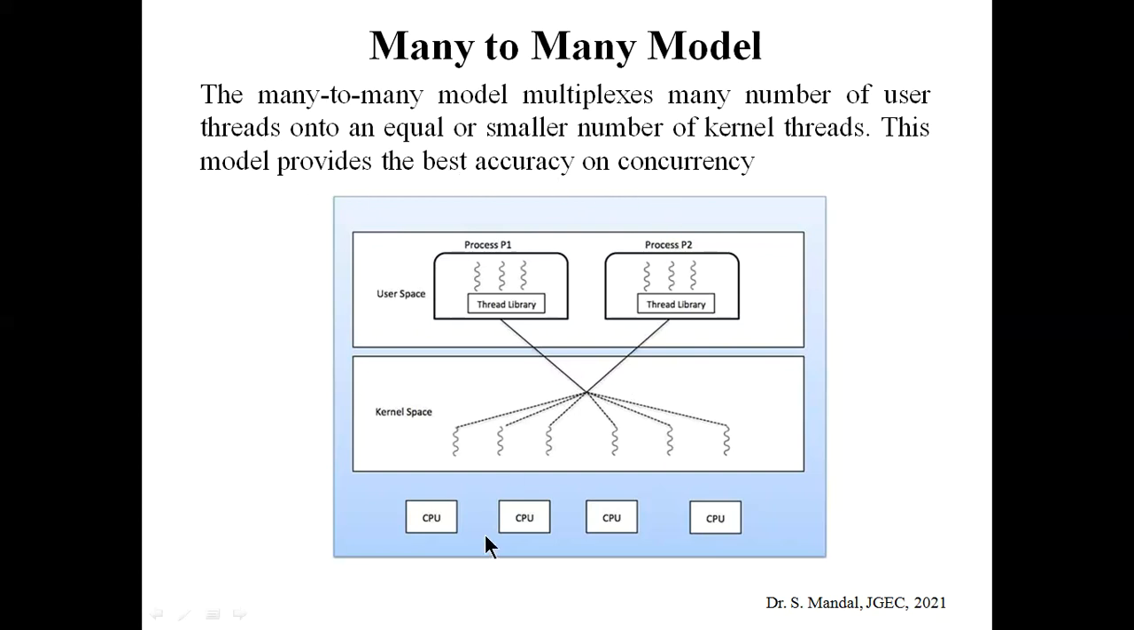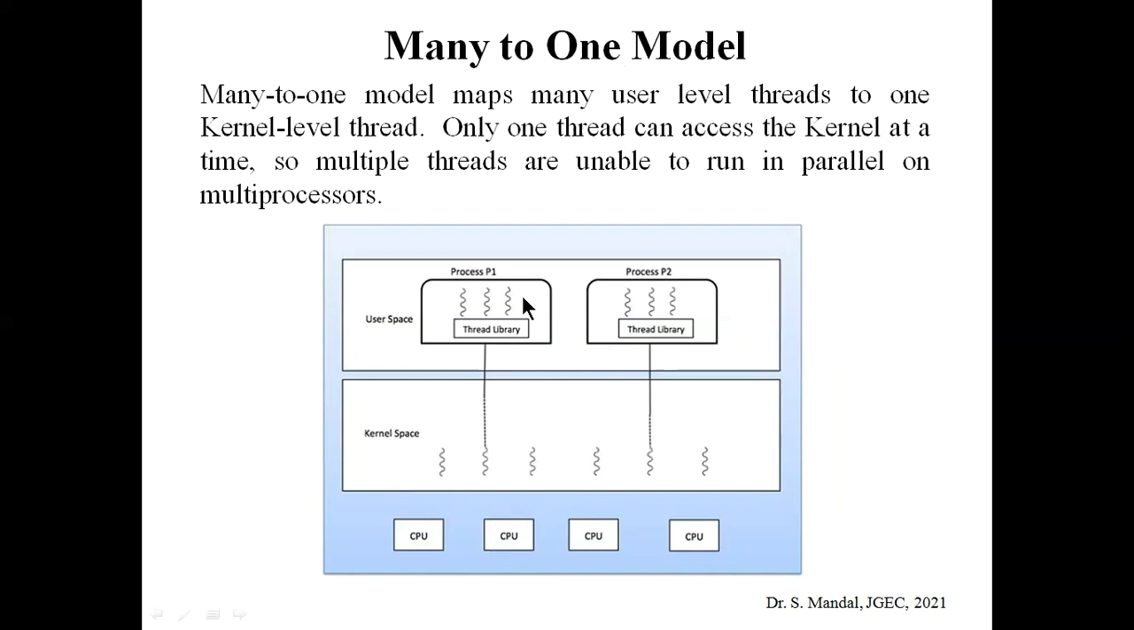Now coming to the many to one model, you can see that many user level threads are mapped into a single kernel level thread, and all these threads are executed by the CPU. Here only one thread can access the kernel at a time. So multiple threads are unable to run in parallel on multiprocessors. So this one is not efficient also.